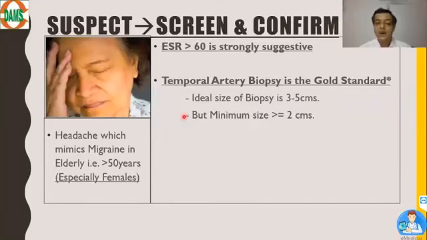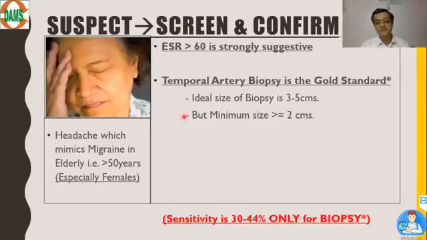We must make sure, because if the size is less than 2 centimeters, then the report is considered inconclusive. We must know this. So temporal artery biopsy is the gold standard test to confirm the disease.